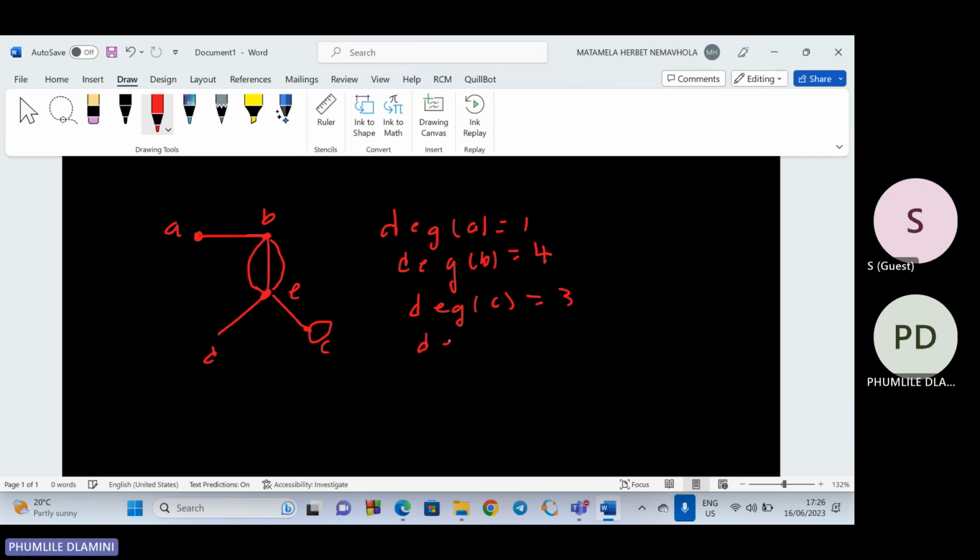And the degree of D is going to be 1, it's just 1 here. And the degree of E is going to be 1, 2, 3, 4, and 5. So it's going to be 5. So that's how you calculate a degree when it's combined with a loop.